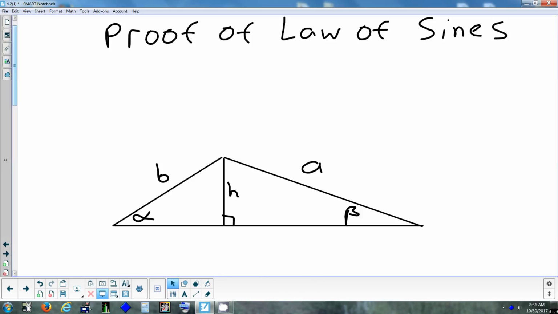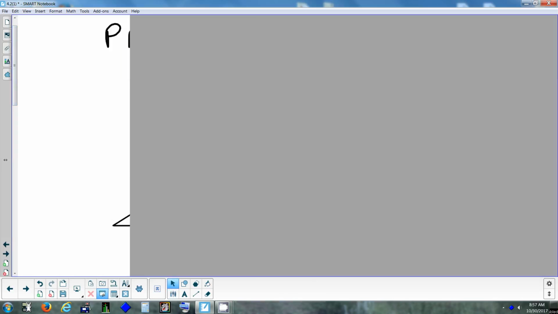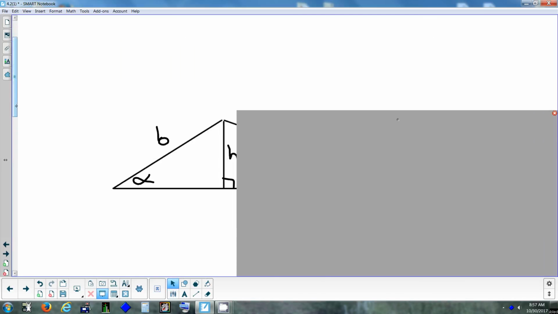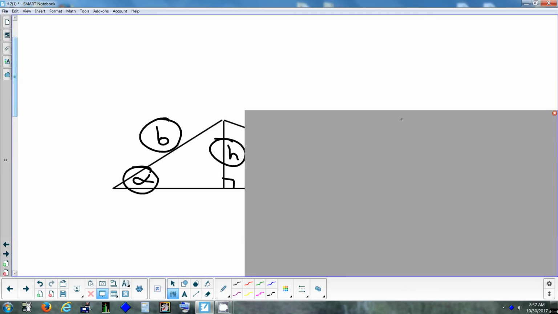All right, now what I'm going to do is look at this as 2 separate problems. Okay, I'm going to block out the triangle on the right for now. Just look at the one on the left. Okay, I want to come up with a formula for the height. I'm going to use that angle, the height, and that side.